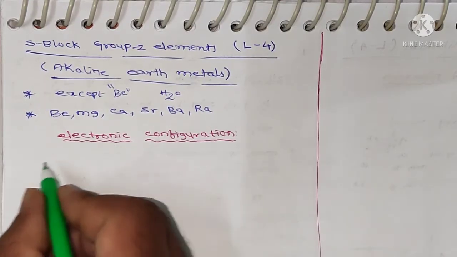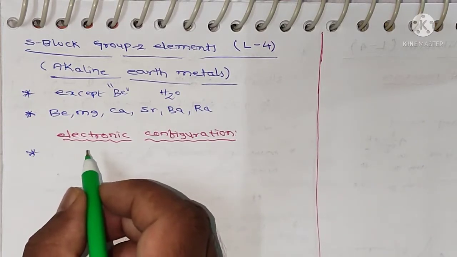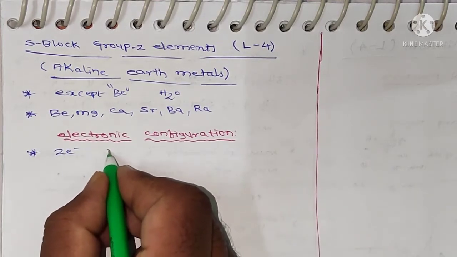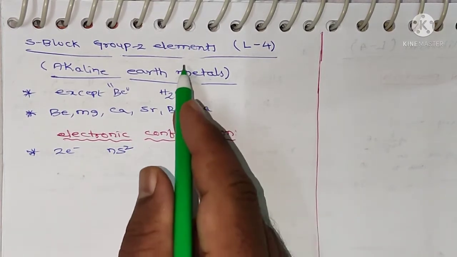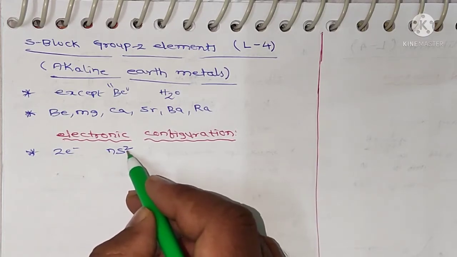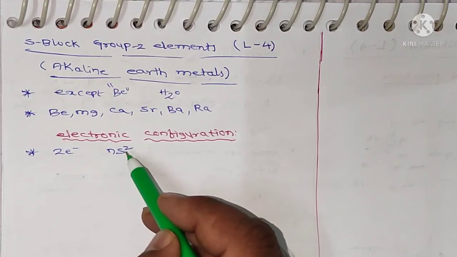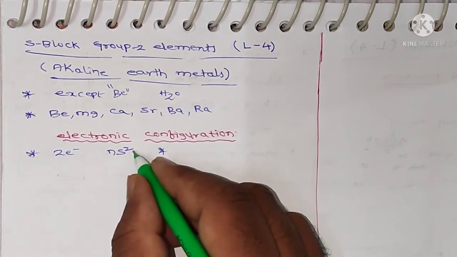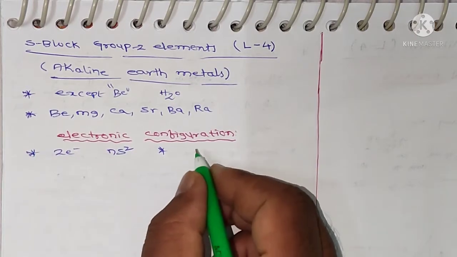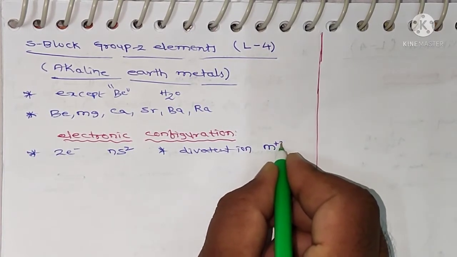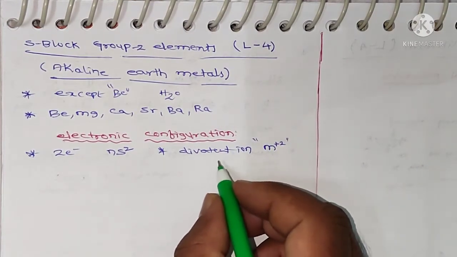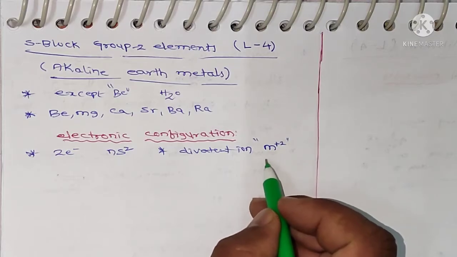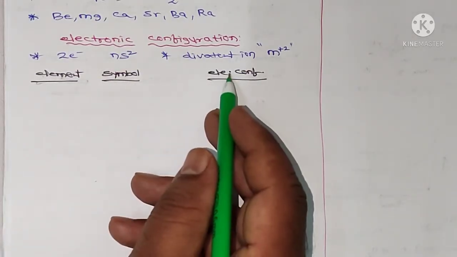Next, electronic configuration. All second group metals have two valence electrons, so their common outermost electronic configuration is ns2. The first group elements' common outermost electronic configuration is ns1, and the second group's is ns2. They can easily lose their two valence electrons and form a divalent ion M+2, whereas the first group elements form a monovalent ion M+.